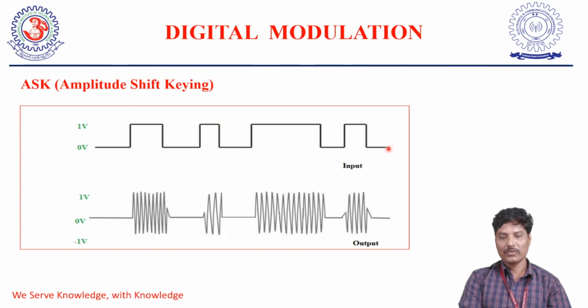What we have done is, this is a high frequency carrier signal. When it is at logic 1, we are sending the amplitude carrier signal. When it is 0, we are not sending, that means amplitude is 0. When again it is 1, we are sending the amplitude of the signal. That means we are shifting the amplitude, we are varying the amplitude in accordance with the message signal.